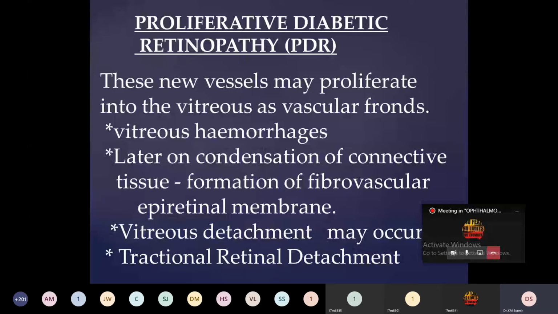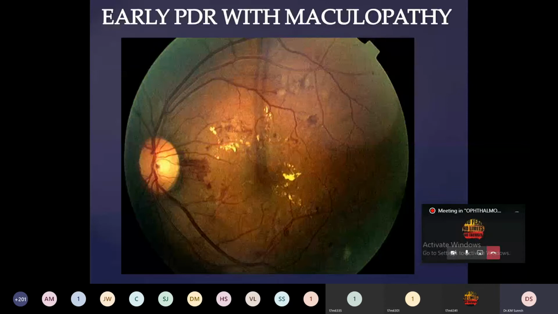The epiretinal membranes can appear, and they start dragging the retina, and there will be posterior vitreous detachment and tractional retinal detachment, which are all very dangerous and highly vision threatening. So proliferative diabetic retinopathy is definitely more serious compared to non-proliferative diabetic retinopathy. This is early proliferative diabetic retinopathy with maculopathy.